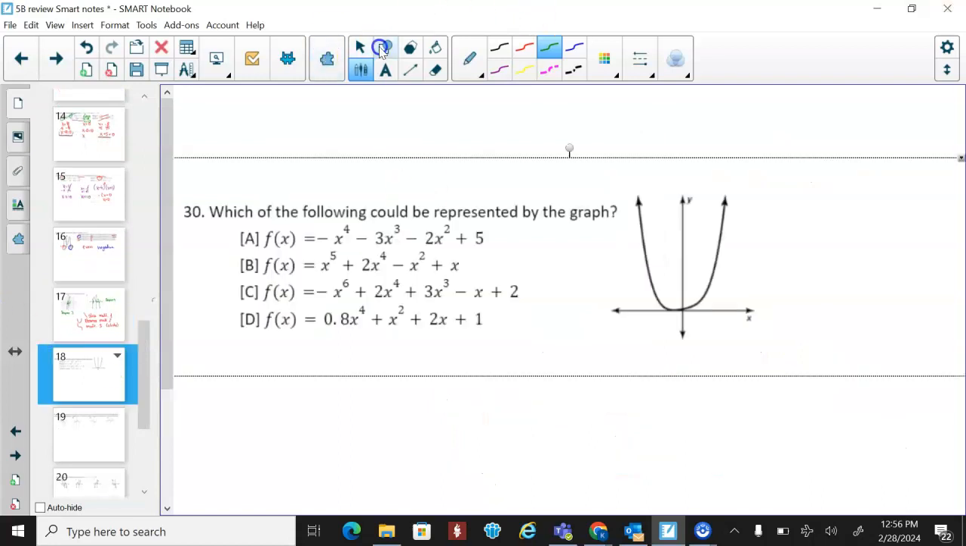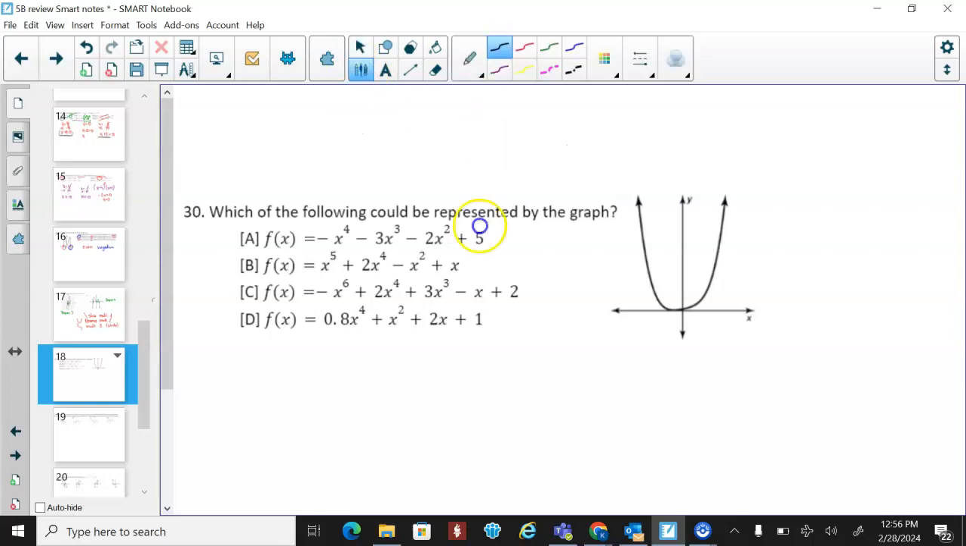Okay, question 30. Which of the following could be represented by the graph? Again, you need to figure out first: is that an even or odd function? Because these two ends go in the same direction, it is going to be an even function. Let's check, make sure they are all set in standard form from the highest to the lowest. They are. So it cannot be B because that's an odd function. It could be A, C, and D.